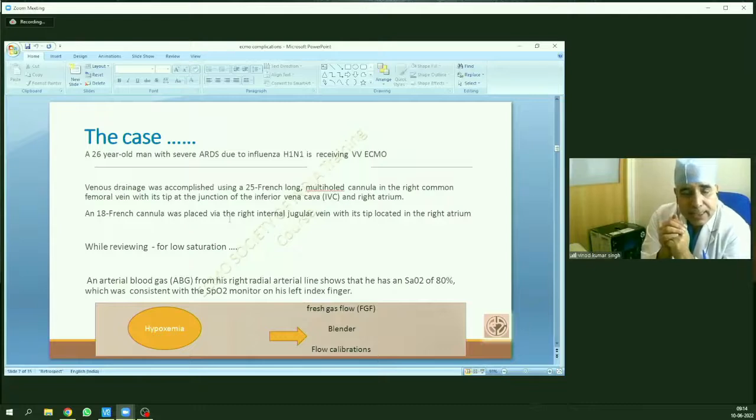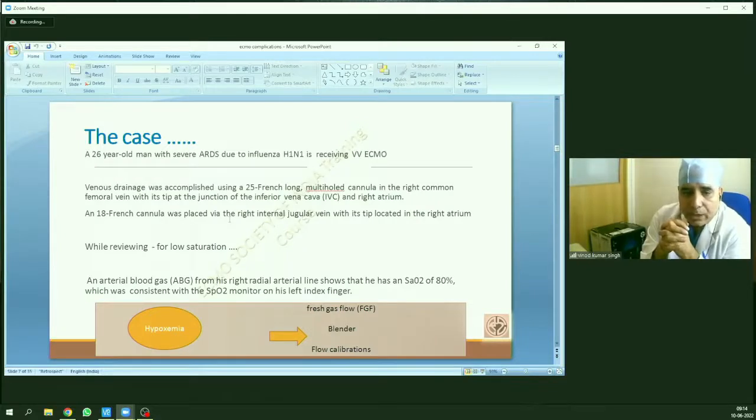So I will start with a case, which is a 26-year-old man with severe ARDS due to H1N1 receiving VV ECMO. The venous drainage was with a 25 French long multi-stage cannula in the right common femoral vein, and the return is an 18 French cannula placed in the right internal jugular vein. The patient is receiving VV ECMO, and while reviewing, you find that the patient's oxygen saturation is low, and the arterial blood gas has been done, showing the saturation is 80%, which is consistent with the SpO2 of around 80%. So usually we see that the patient has got hypoxemia.